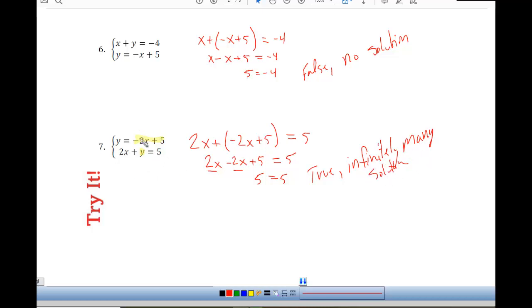And one more time, I just want you to be sure. So if I rearrange this to slope-intercept, I subtract those two x's, and I get y equals -2x plus 5. Again, same thing I have right there. These are the same equation. That is why they have infinitely many solutions. Same thing we saw graphically.